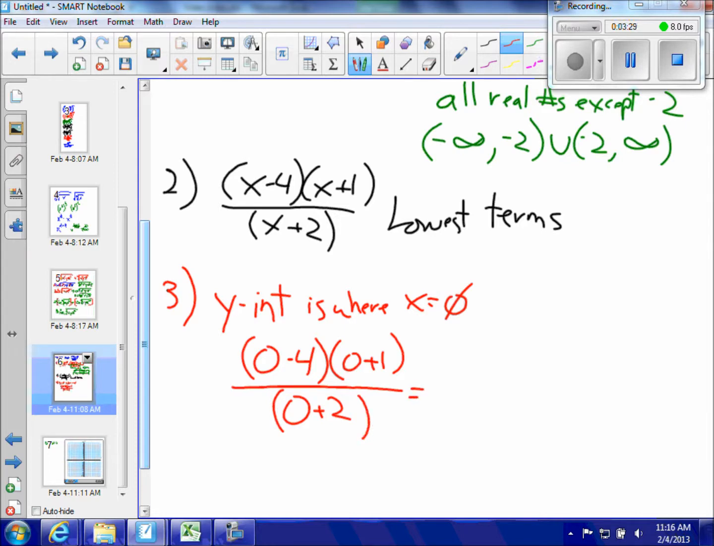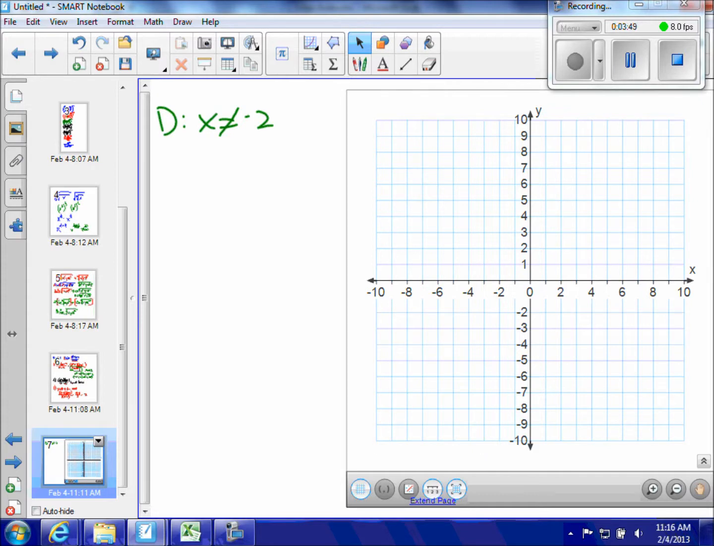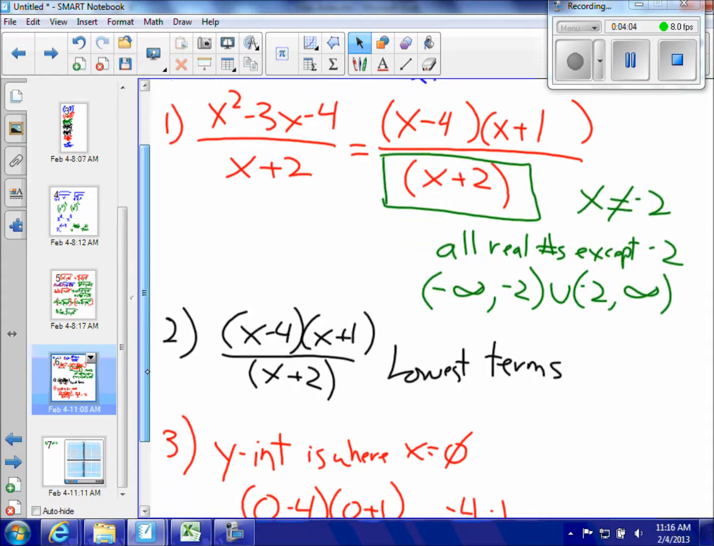Well, that gives me negative 4 times positive 1 over 2. So I should have a y-intercept at negative 2. That's what it's telling me here. Let's go to my graph, and let's put it in there in red. Y-intercept at negative 2. And of course, you will only have one y-intercept because it's a function. Even though it's a rational function, it's still a function. So I've got my y-intercept.